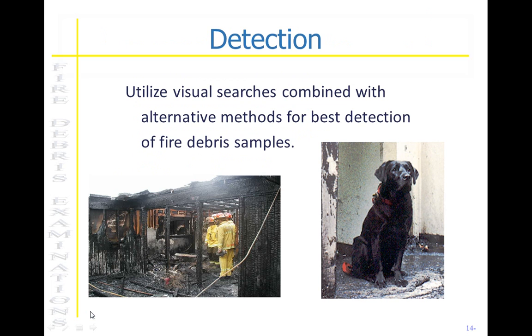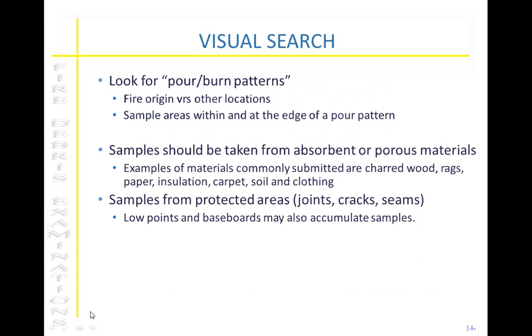So now that a fire has occurred, we have to concentrate on the detection of any evidence that might be able to be retrieved from that fire scene. Usually this is going to be a combination of a good visual search combined with some of the alternative methods. And this will provide the best alternatives for the detection of specific fire debris samples that would be examined for any ignitable liquids. So if we begin with a good visual search, this is going to consist of looking for any burn patterns or pour patterns if there have been ignitable liquids there at the scene.